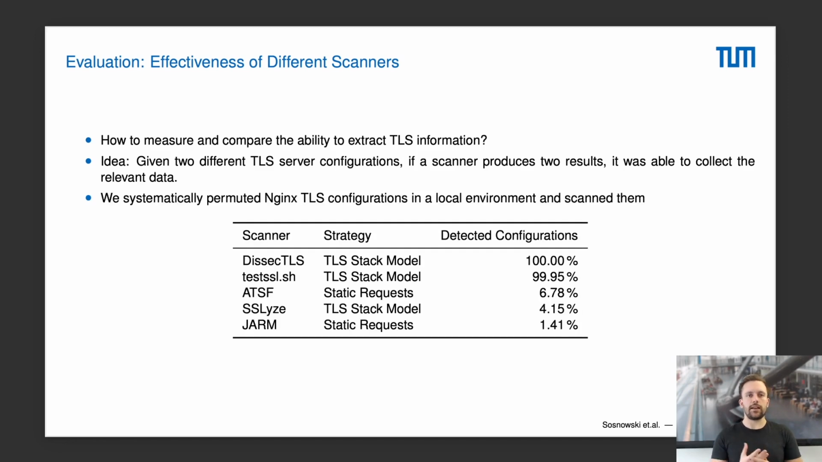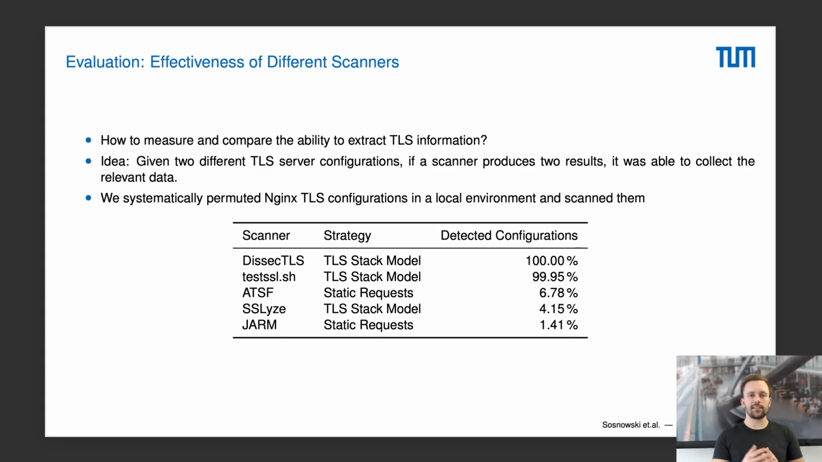Keeping this idea in mind, we designed the following experiment. We systematically permuted nginx TLS configurations in a local environment and scanned them all. And here you can see our results. You can see that DissecTLS was the scanner that was able to detect all the configurations we have generated. This was actually not that surprising because we also used this environment during development.